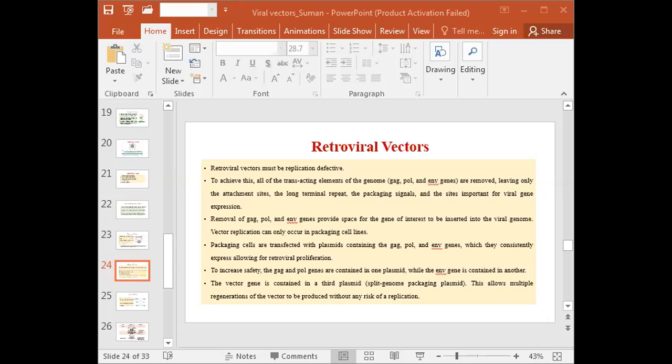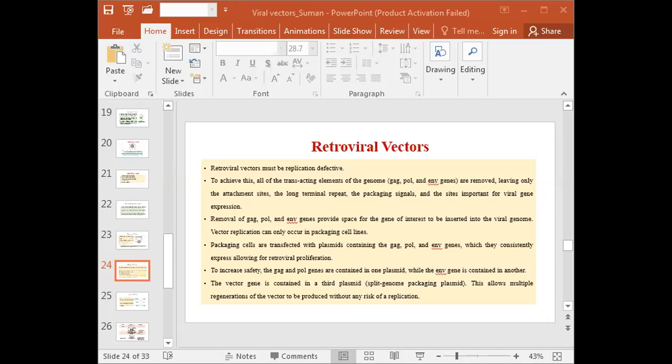Up to 8 kb of exogenous DNA can be inserted and expressed in place of the viral genes, which are expressed by heterologous transcriptional signals from two separate constructs lacking most viral cis-acting sequences and stably incorporated in the packaging cell line. Removal of three genes provides space for the gene of interest to be inserted into the viral genome, and viral replication can also occur in packaging cell lines.